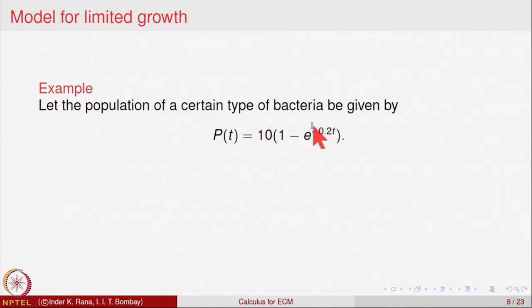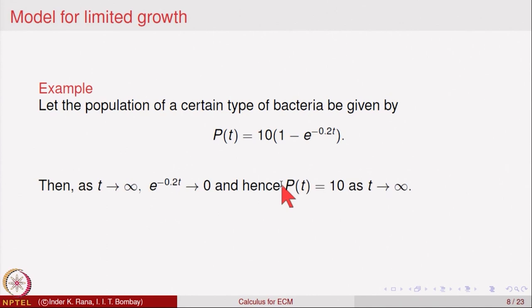This quantity, as t increases, is going to decrease because e raised to the power minus something is the same as 1 over e raised to the power 0.2 t. As t increases, the denominator will increase, so 1 over that will decrease. And what is it going to decrease to? Essentially, you can feel heuristically that this power becomes 0, so this is going to become 10.